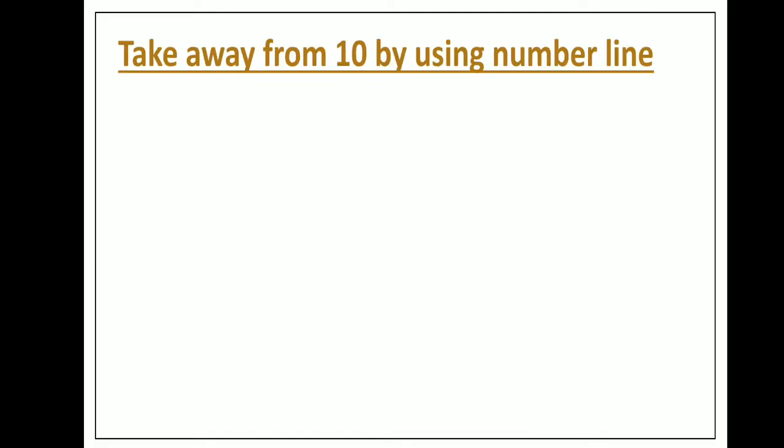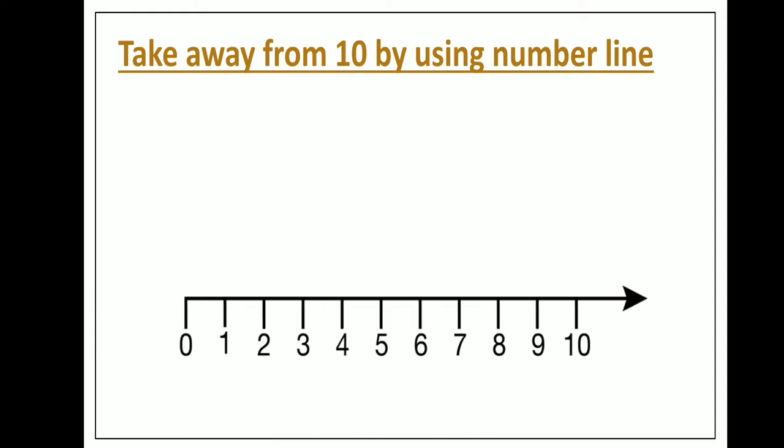When we take away 2 from 10 by using number line, the answer will be, we will start from number 10 and move back to number 8. So 10 minus 2 is equal to 8.